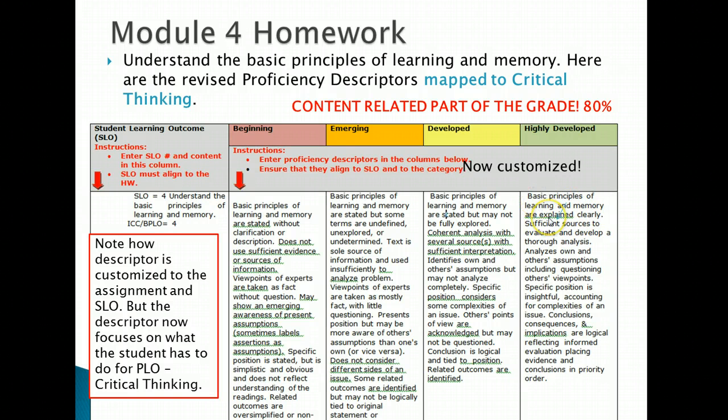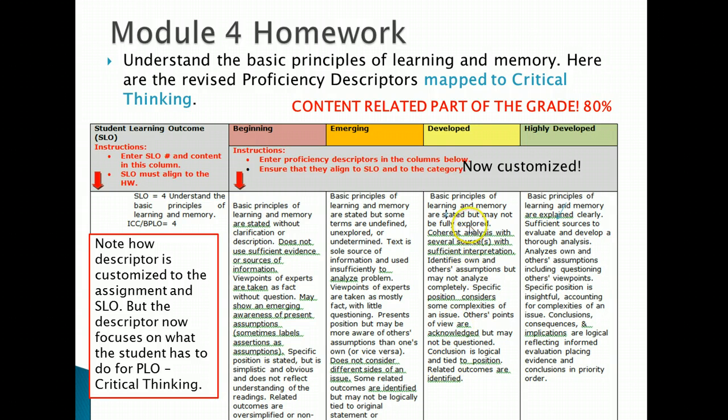show that in critical thinking the student has explained them clearly, they've critically thought about it, they've used sufficient sources to evaluate and develop a thorough analysis, they analyze their own assumptions and they question others' viewpoints, they are insightful, they account for the complexities of the issue, and they fully explore conclusions, consequences, and implications, and they understand the priority value of those conclusions.